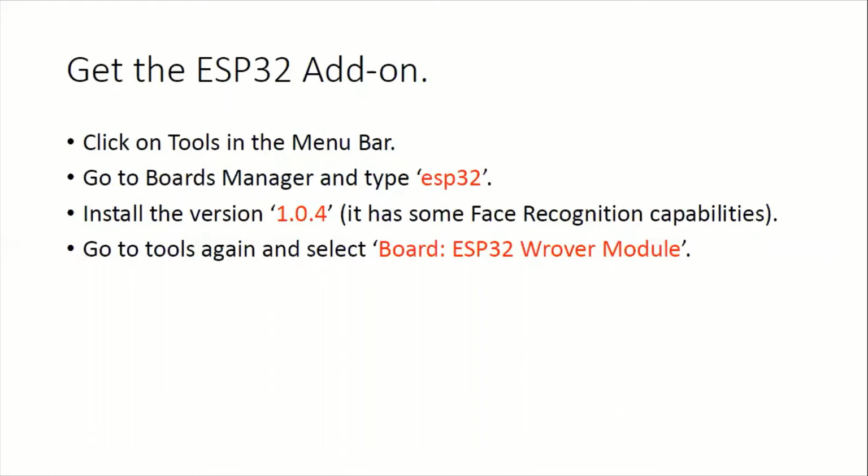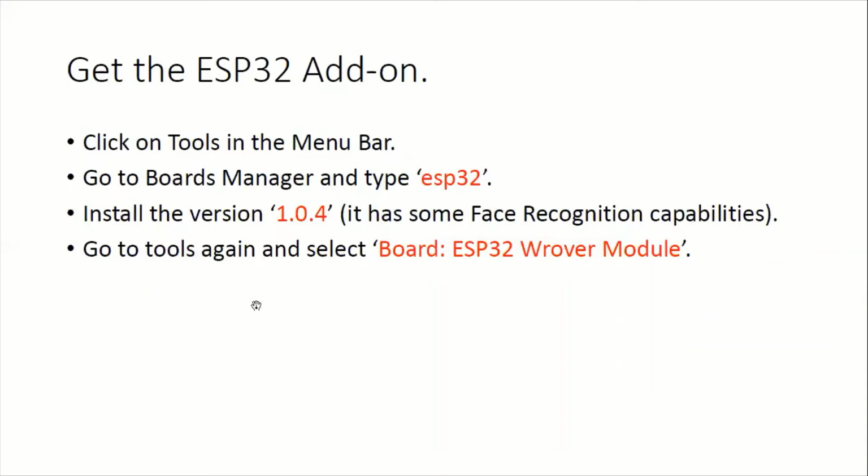To get the ESP32 add-on, just click on Tools in the menu bar, then go to Boards Manager and type ESP32. Then you should install 1.0.4. Usually in some of the tutorials that I have gone through, they have used 1.0.1, but at the time of this video, around 2020, all these ESP modules are capable of face recognition and should be compatible with 1.0.4. So just install 1.0.4, and you will be good to go.